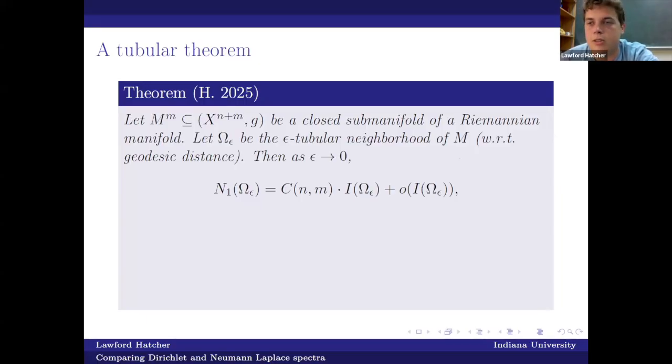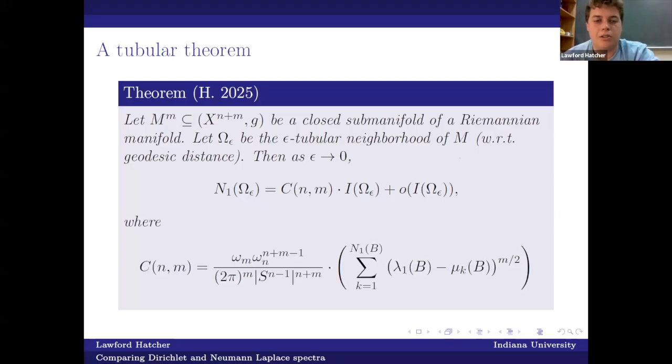That's a simple exercise in Riemannian geometry. And so N1 of omega epsilon is going to infinity, and the exact rate that it's going to infinity is this constant times the isoperimetric ratio, with a little o term. And just as a warning, I'm about to show you a very nasty formula for the constant here. It doesn't matter so much what it is, but I basically just wanted to show you that it's explicit. I know what it is.